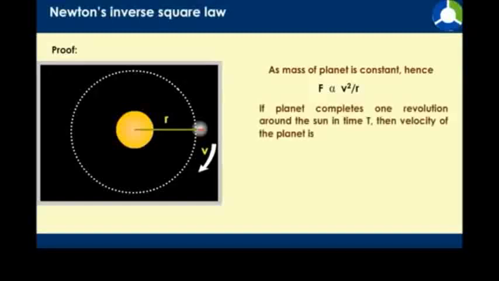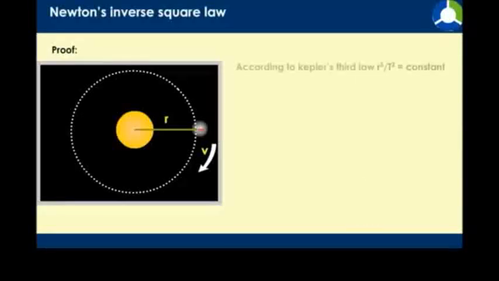If the planet completes one revolution around the Sun in time t, then the velocity of the planet is v equal to 2 pi r by t. V square is proportional to r square by t square. V square is directly proportional to 1 by r into r cube by t square. According to Kepler's third law, r cube by t square equals constant. So v square is proportional to 1 by r.